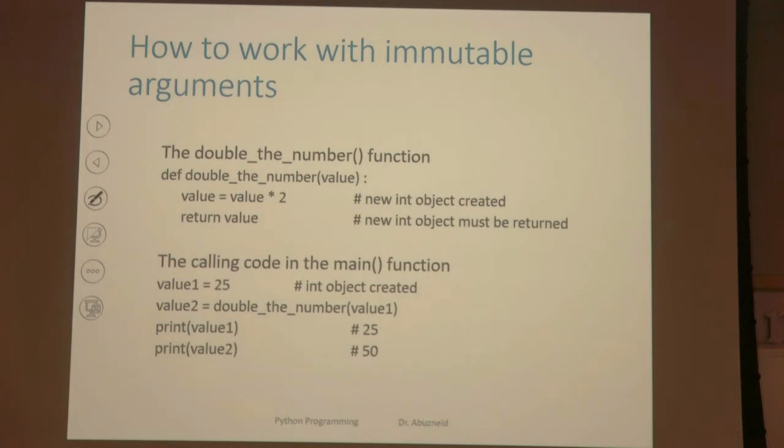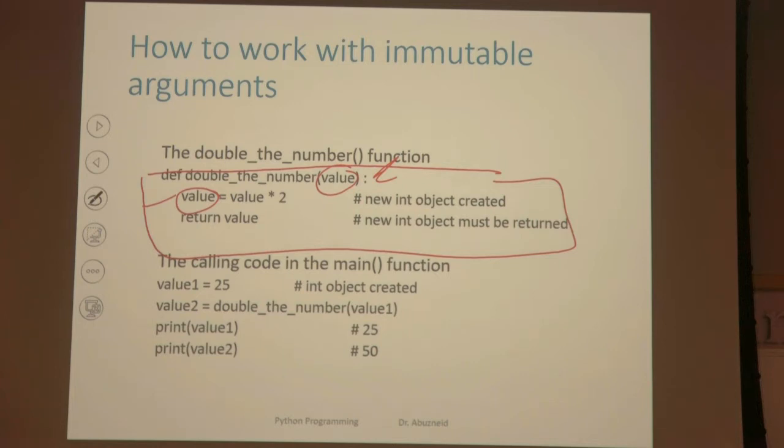So usually in immutable arguments, like what, for example? Look at this in here. So in here we're trying to create a function. What does the function do? As you see in here, double the number. The input for it will be a number, and the number will be doubled and saved in the variable. So in here, what will happen? A new integer object is created. So the value in here is a different value that is called here, right? And then return the value. The new integer object must be returned. So you have to have a return, right?